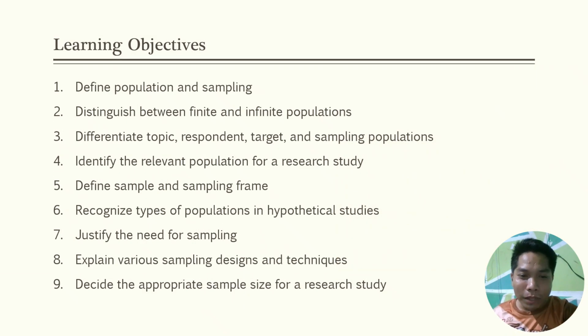So we actually have 9 learning objectives. To begin with, to define the population and sampling. Next, distinguish between finite and infinite population. Next, differentiate topics, respondents, target, sampling, and sampling population. Fourth, to identify the relevant population for a research study.